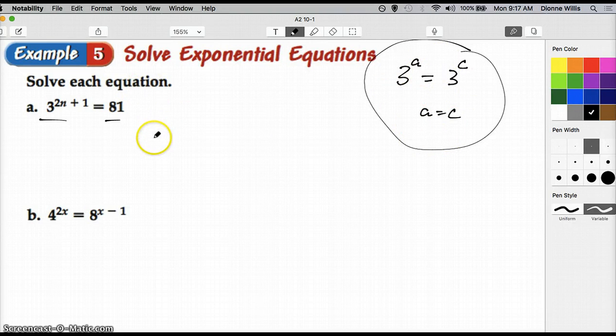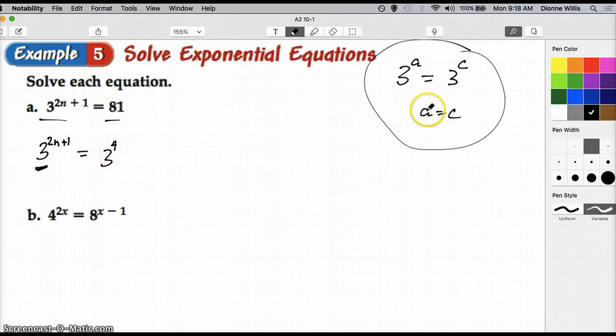So that's so powerful that it makes me want to make sure that I'm dealing with the same base on either side of my equation. And so I know that 3 to the 2n plus 1 power has a base of 3. I know I can write this 81 as a base of 3. So 3 to what power is 81? 3 to the 4th power.